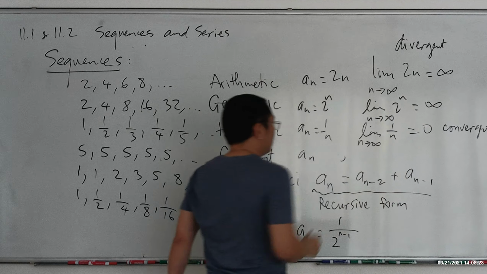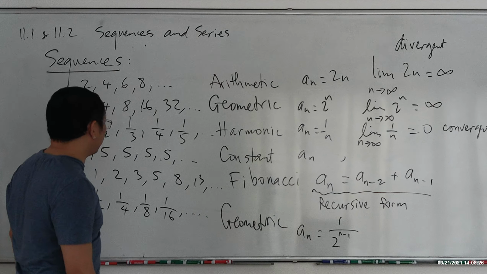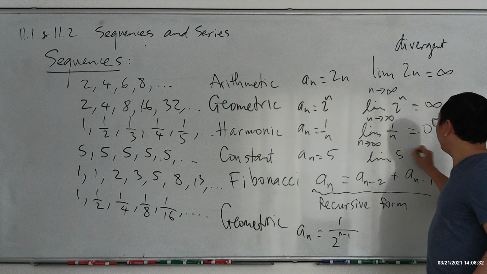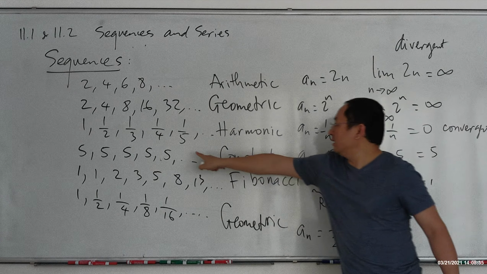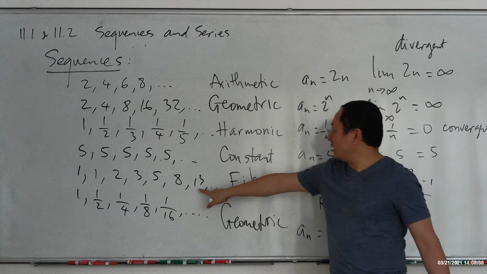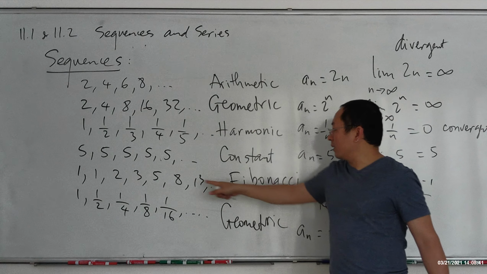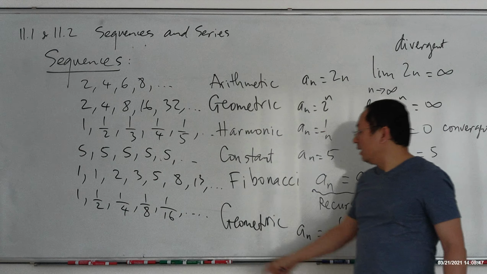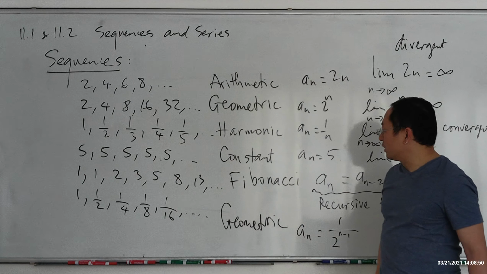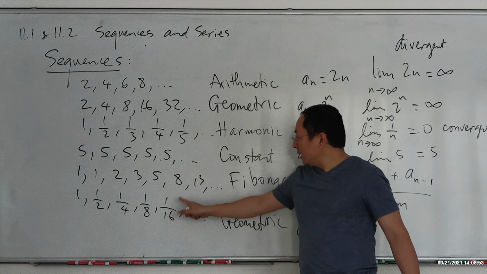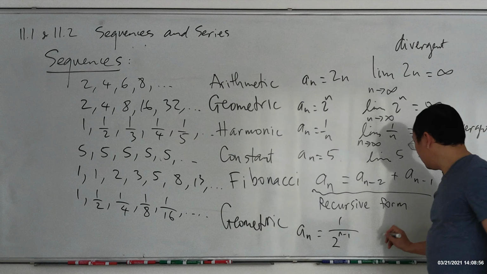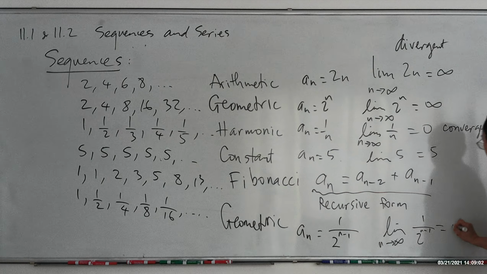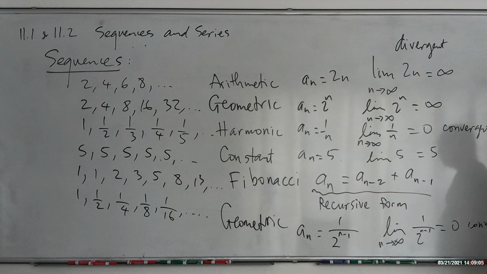Convergent means it approaches a finite number. A constant is obviously convergent because the limit of 5 is equal to 5. The ending term is still 5, we keep 5 forever. And this one right here is divergent because it keeps getting bigger as you keep adding bigger numbers. And the last one right here is convergent because you get smaller fractions, and eventually the limit goes to 0. So the limit of 1 over 2 to the n minus 1 as n goes to infinity is equal to 0. So this is convergent.